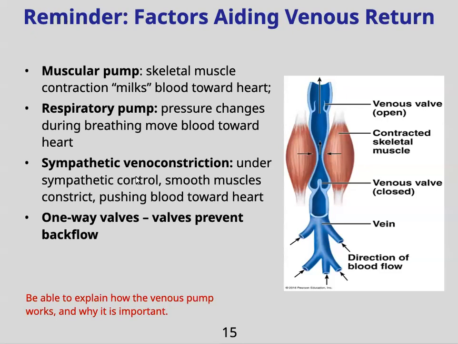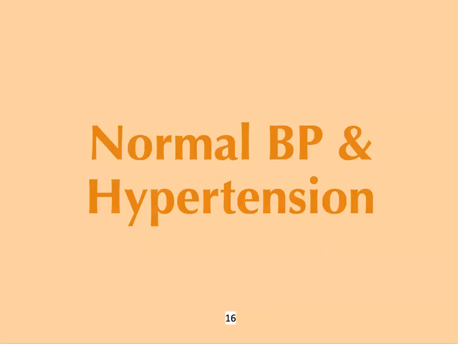We also have sympathetic venous constriction. So under innervation of the sympathetic nervous system, smooth muscles constrict, and that helps bring more blood back to the heart.